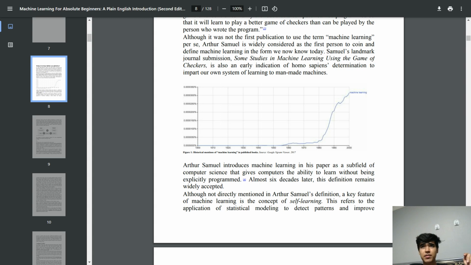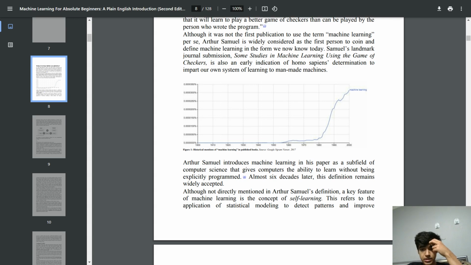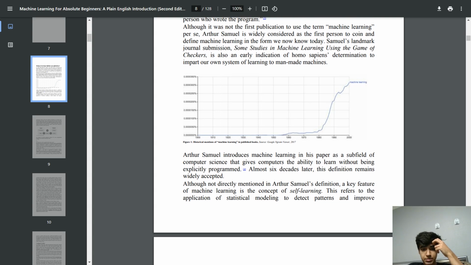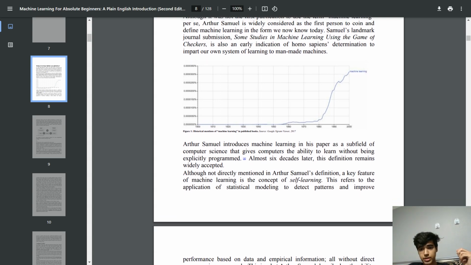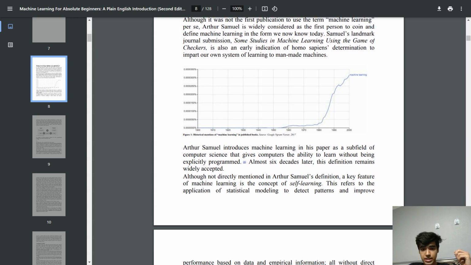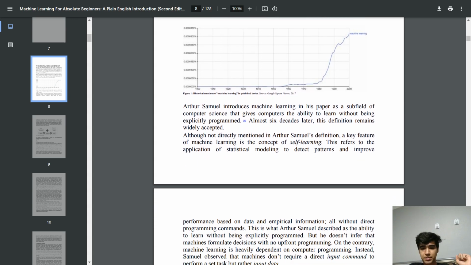Machine learning is where we give machines the ability to learn from data and make decisions by themselves based on the data they learn. So there is no predefined answer. Samuel introduced machine learning in his paper as a subfield of computer science that gives computers the ability to learn without being explicitly programmed. Almost 6 decades later, this definition remains widely accepted, although not directly mentioned in Arthur Samuel's definition. A key feature of machine learning is the concept of self-learning. This refers to the application of statistical modeling to detect patterns and improve performance based on data.